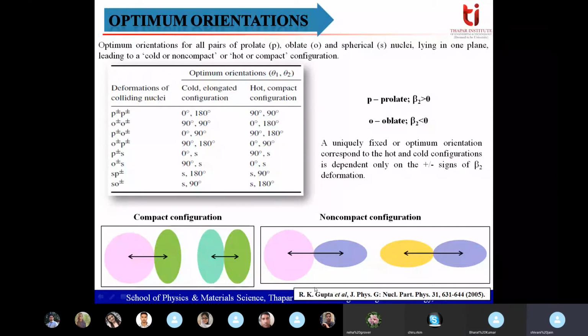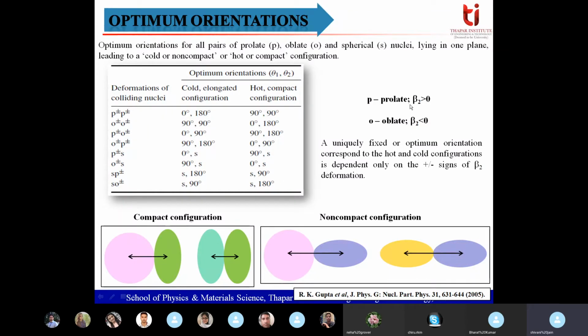So late Professor Rajkumar Gupta and his collaborators in this paper have given this table of optimum orientations for both the cold and hot fusion configurations. He considered different kinds of combinations like prolate-oblate, prolate-spherical and so on. On the basis of these combinations, he stated that one can make the choice of optimum orientation on the basis of the sign of quadrupole deformation.